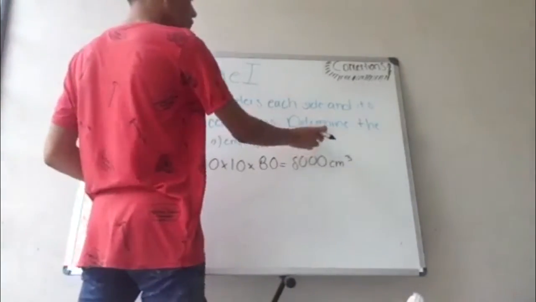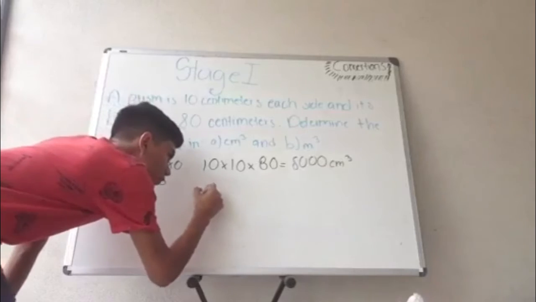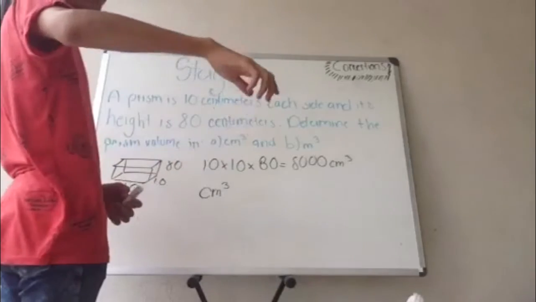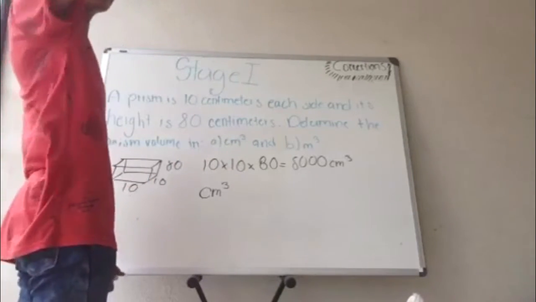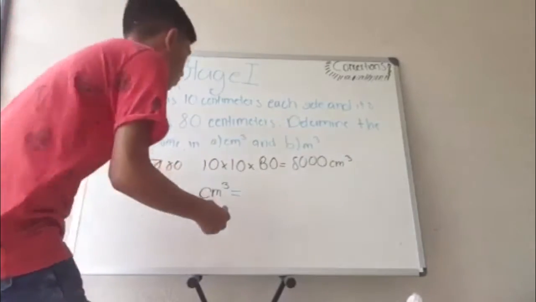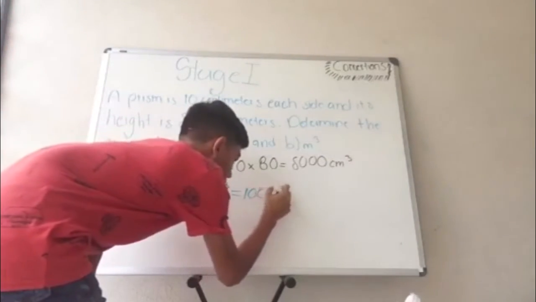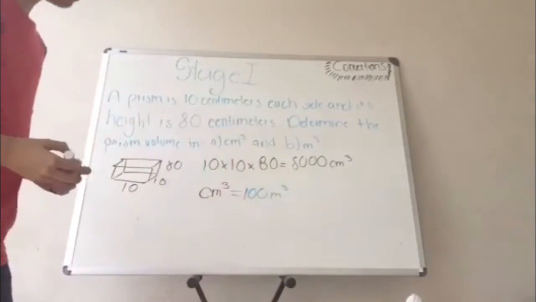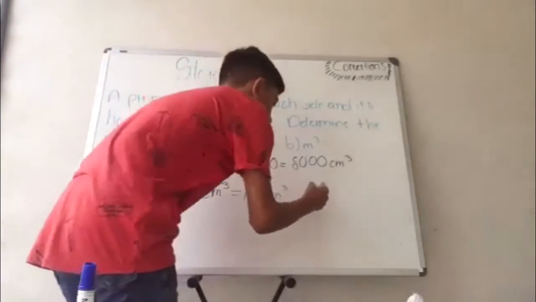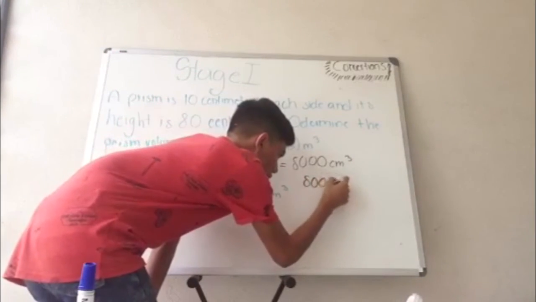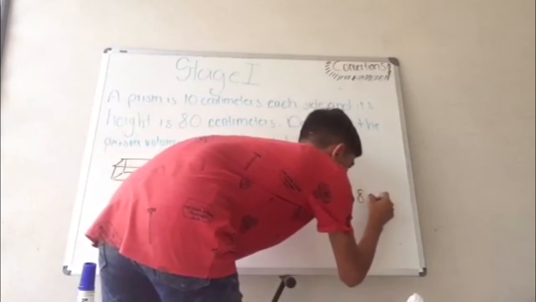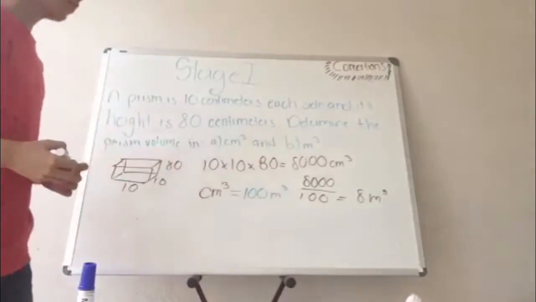Now we're going to convert it to cubic meters. We know that. Blue marker, please. We know that a cubic meter is the same as 1,000,000 cubic centimeters. So we're going to divide 8,000. This gives us 0.008 cubic meters. And that's our result.